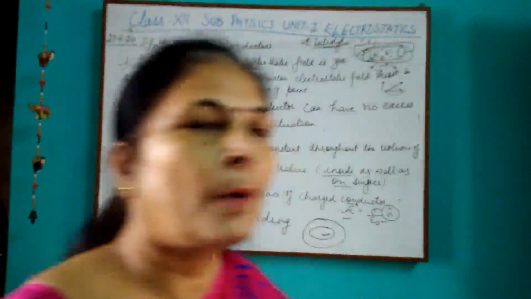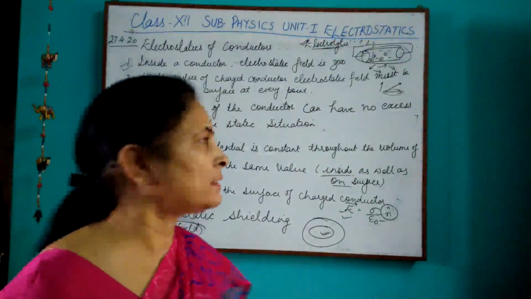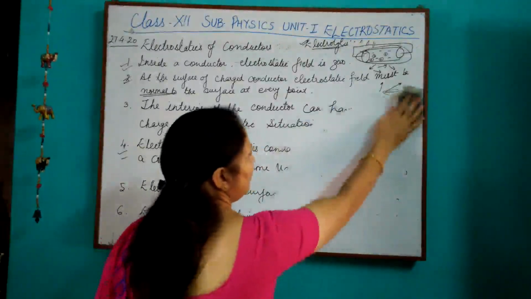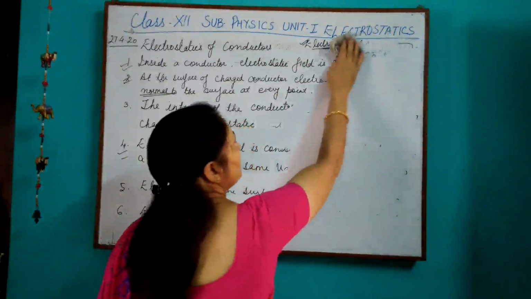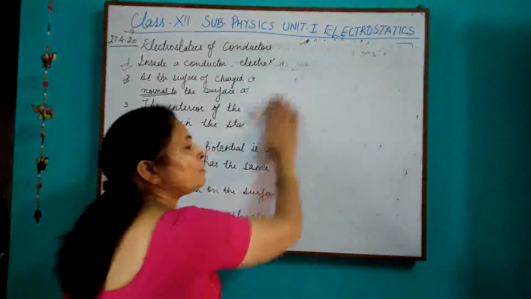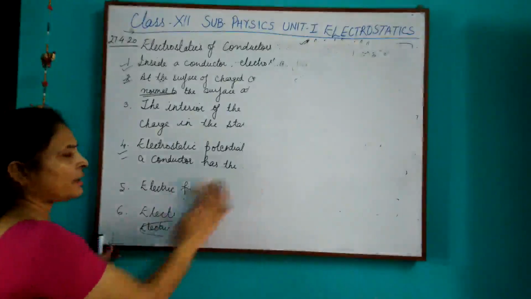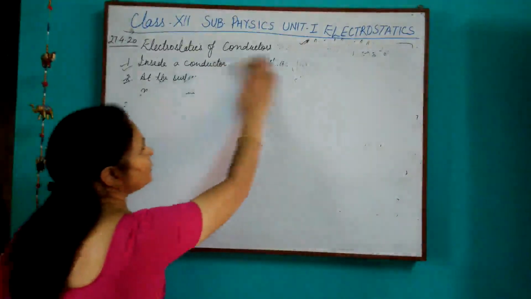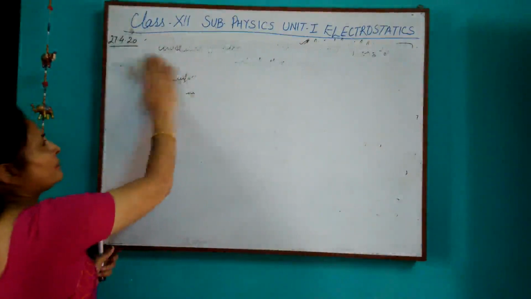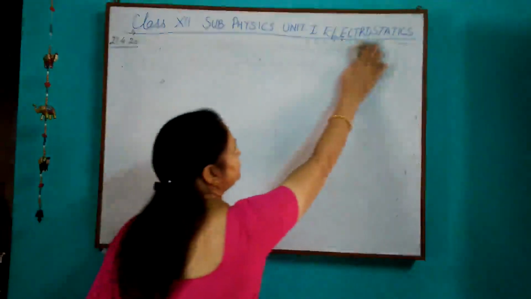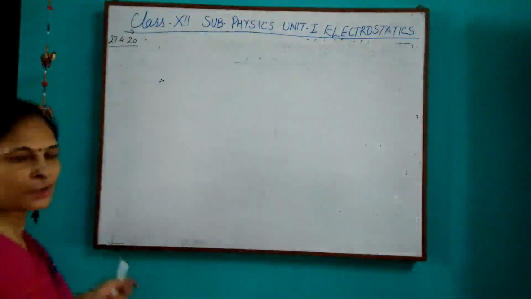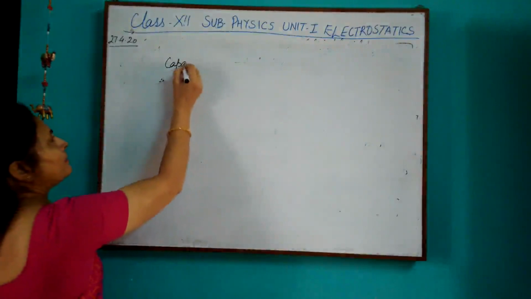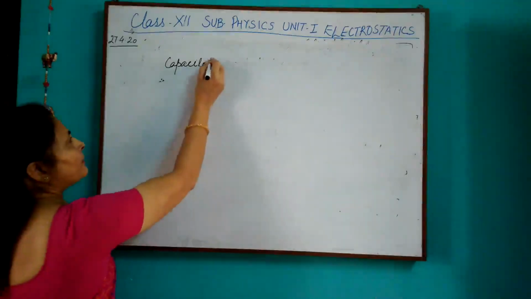Now we are going to talk about capacitor. Now what we have talked about is the effects produced by charge. Now the question arises, how to store a charge to produce or to study various effects or use it when required. For that, we have got a device known as a capacitor.